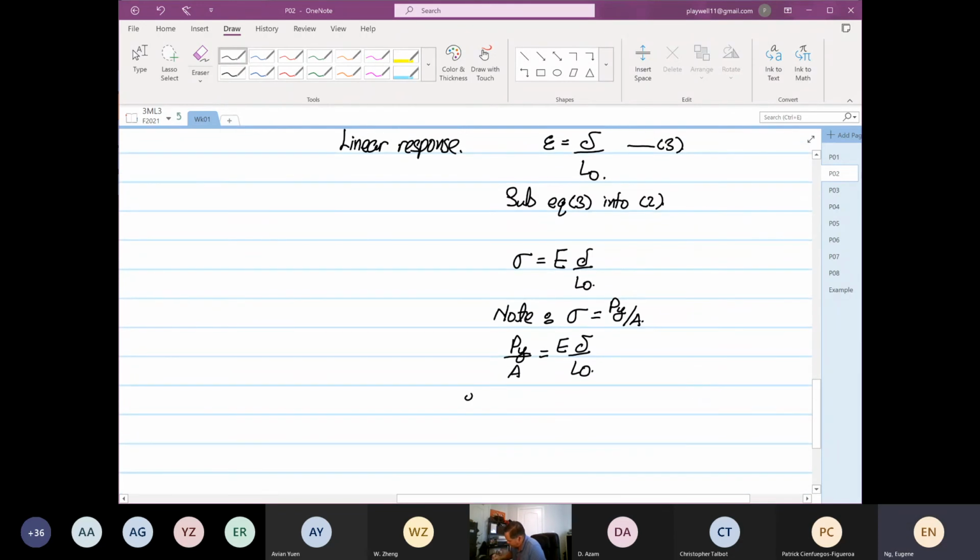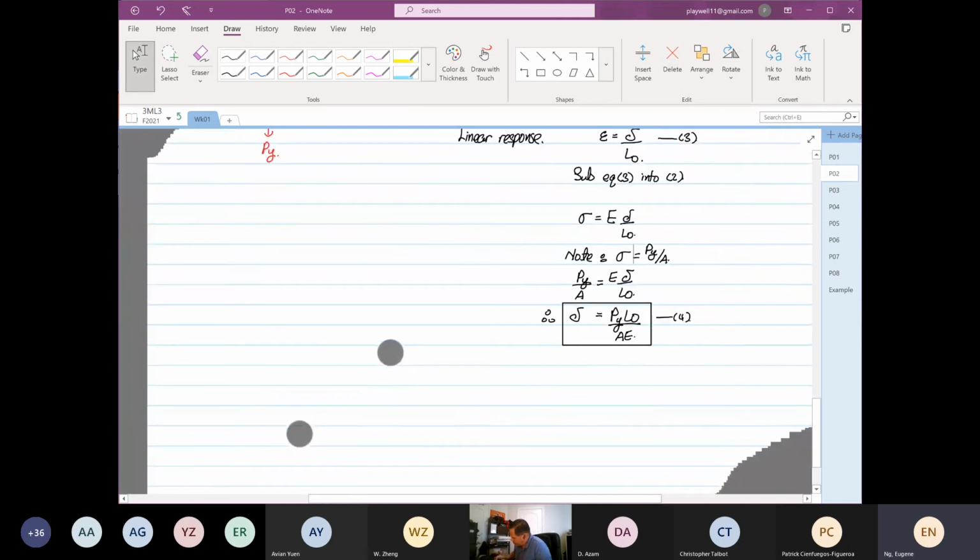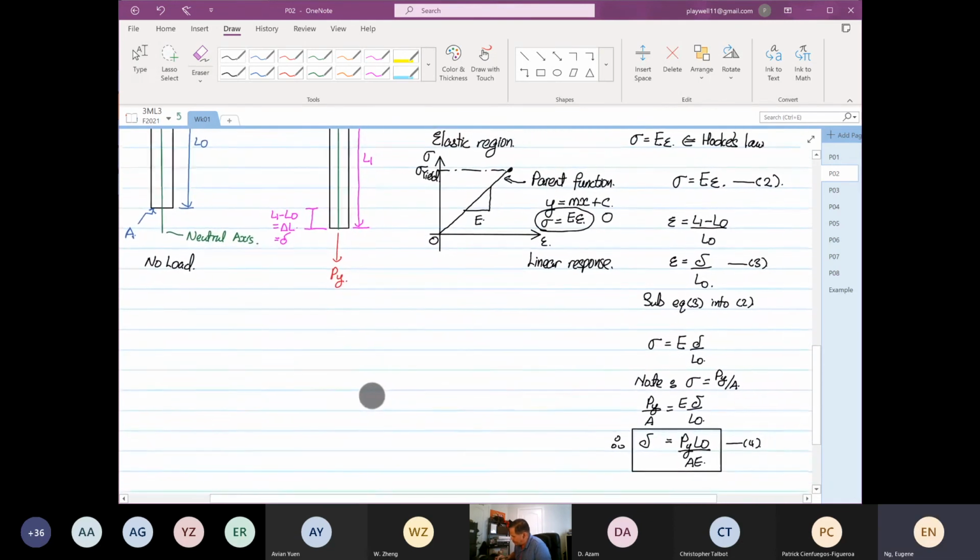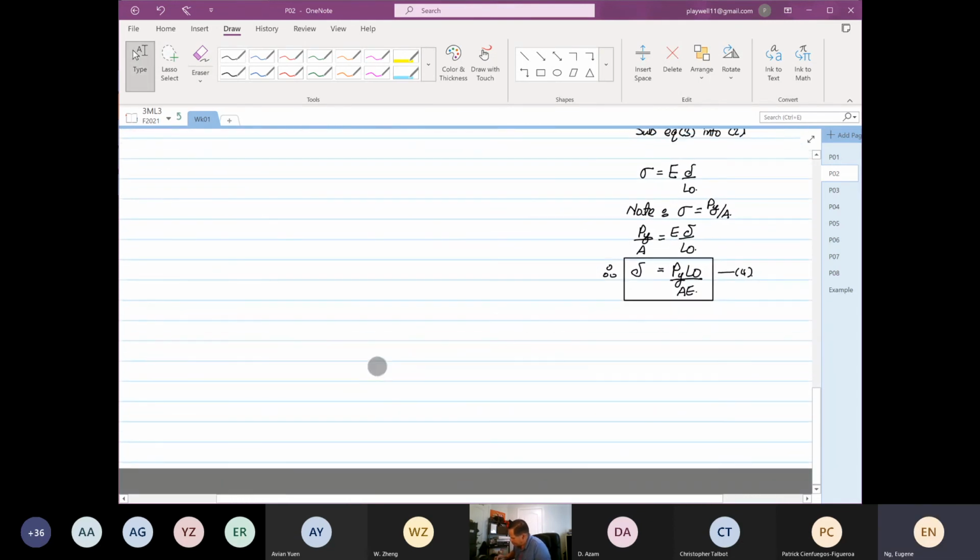So finally, therefore, deflection is equal to P load in the y direction L naught over AE. Okay. So we have derived our equation, and this is known as our equation number 4. Where deflection is equal to P_y L naught over AE. Now, because we have derived it, I'm going to copy this because I have more space down here.